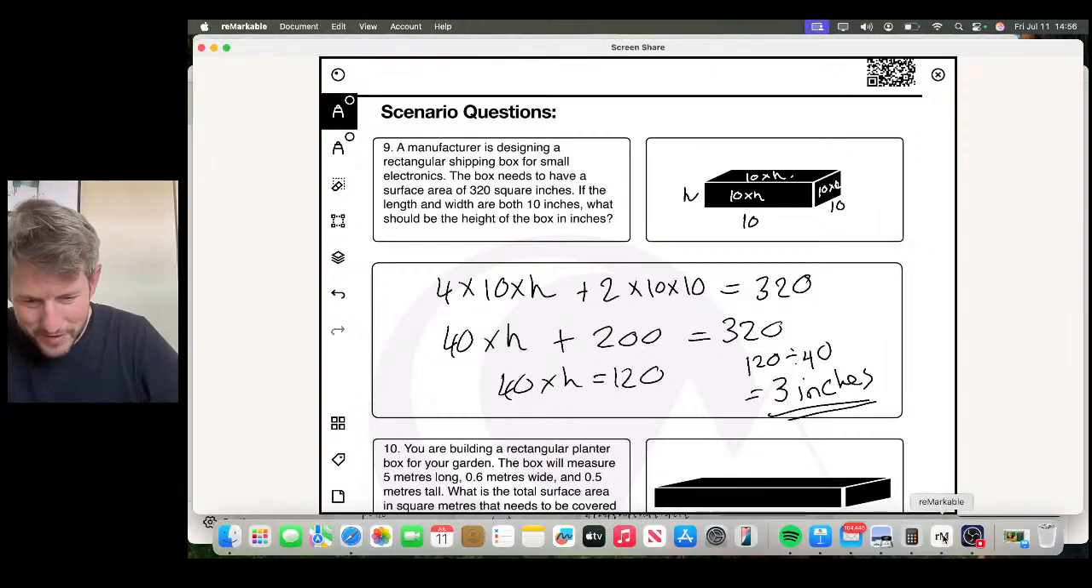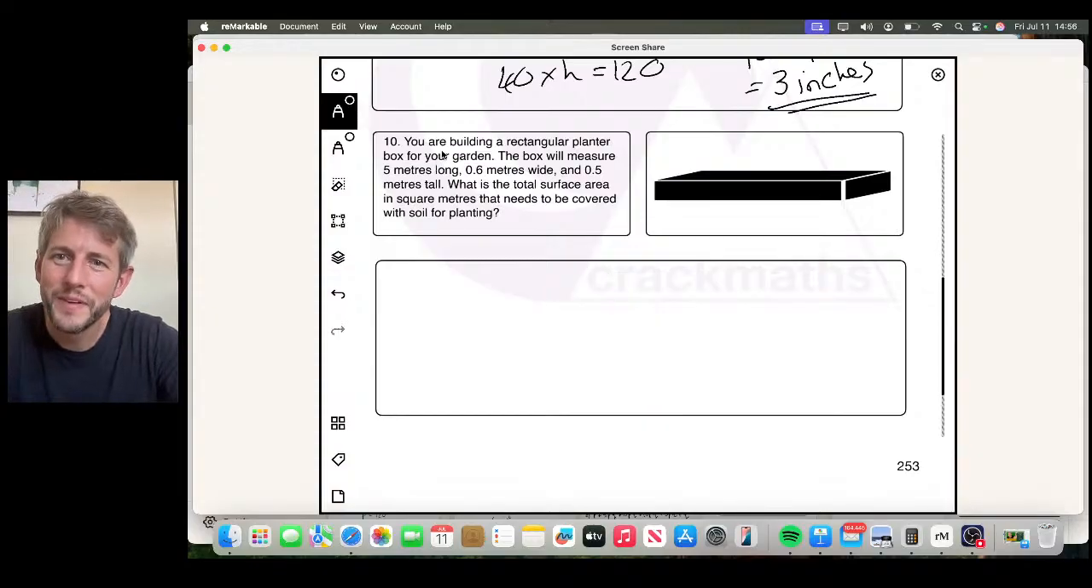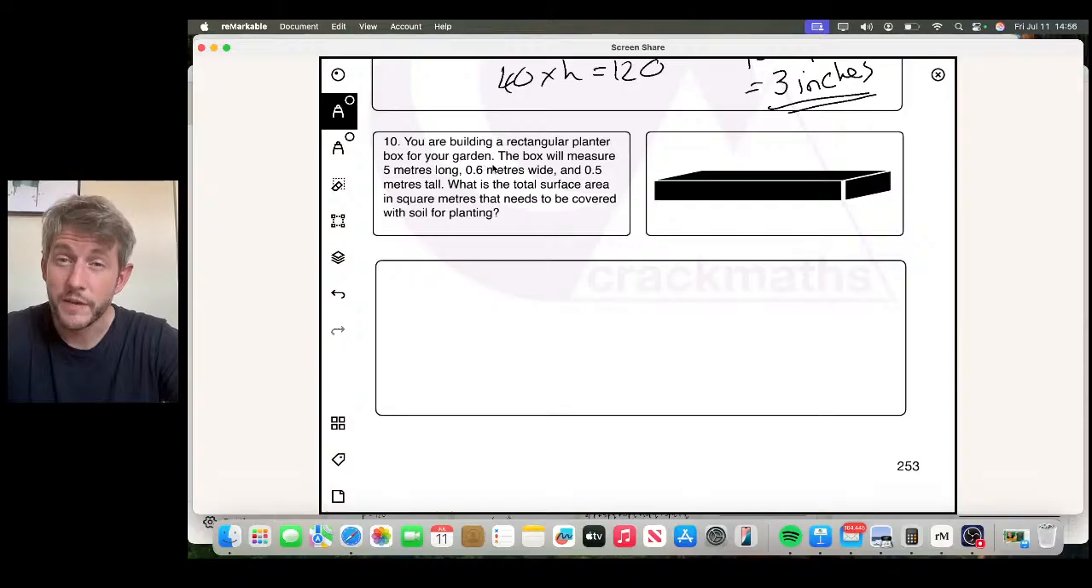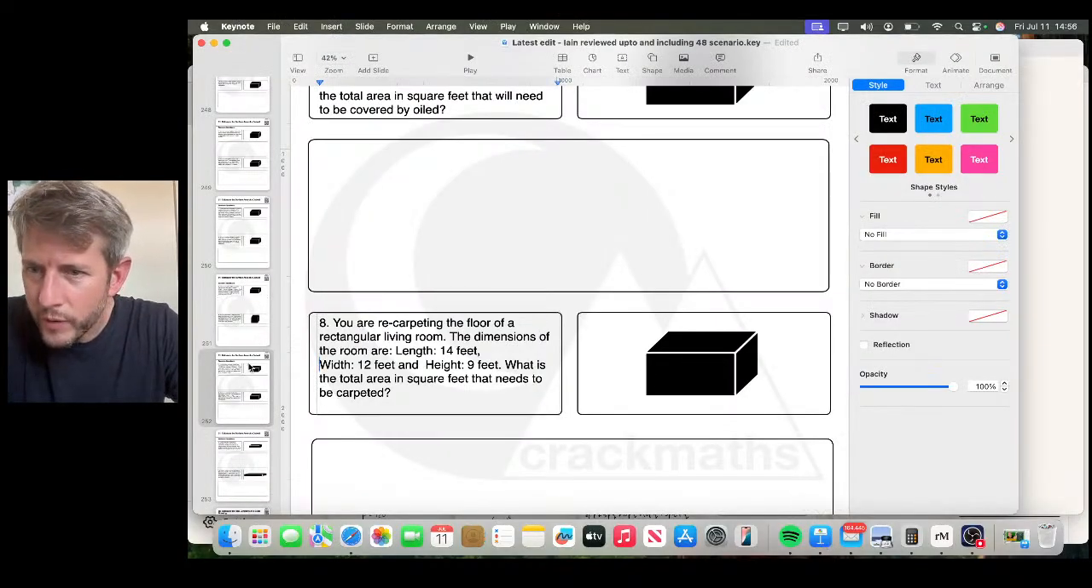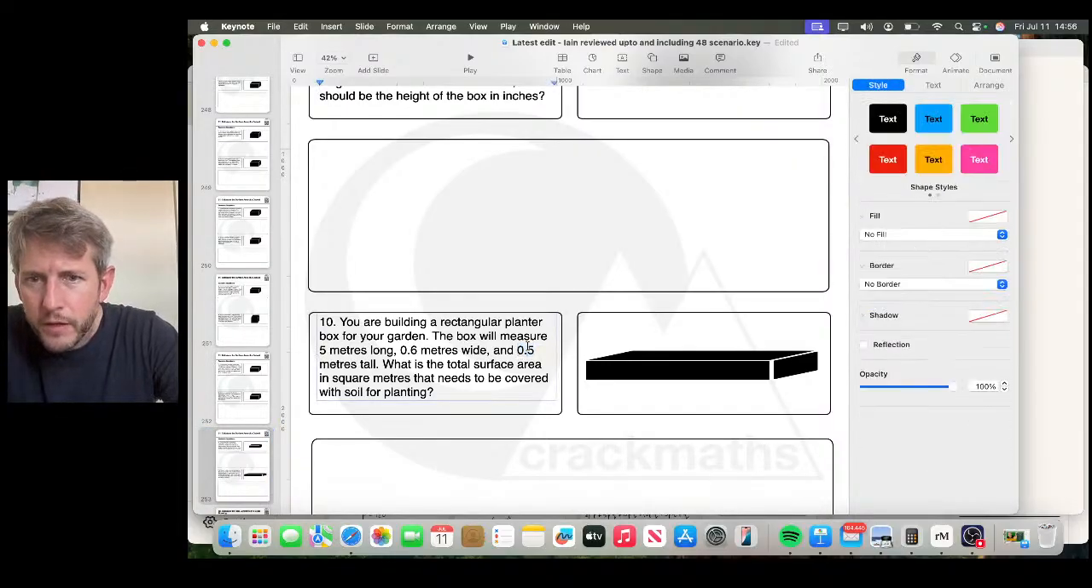Right, so question 10. Right, here we go. You are building a rectangular planter box for your garden. The box will measure 5 meters long, 0.6 meters wide, and 0.5 meters tall. Okay, let's just sort that out quickly.